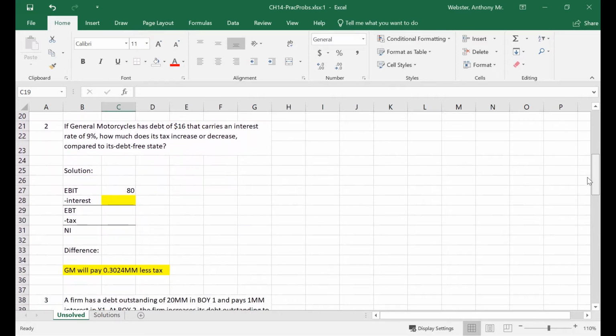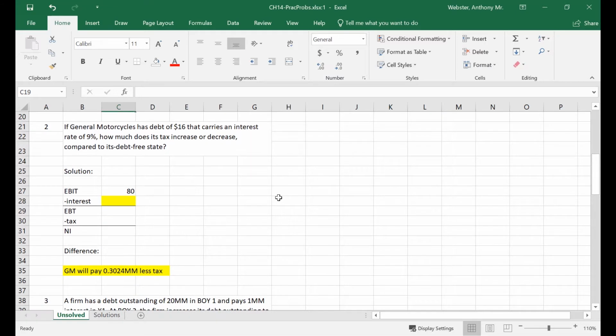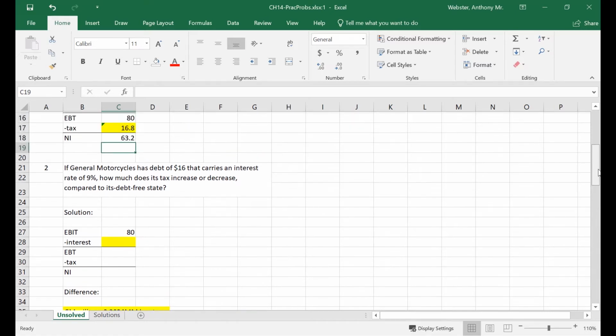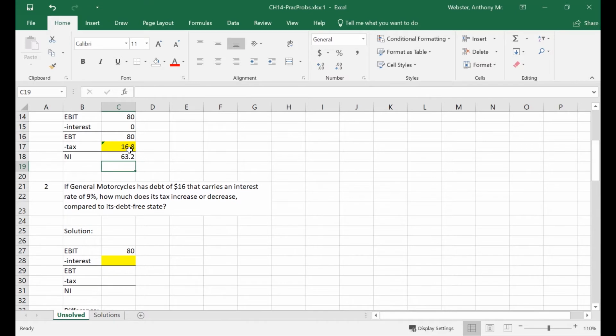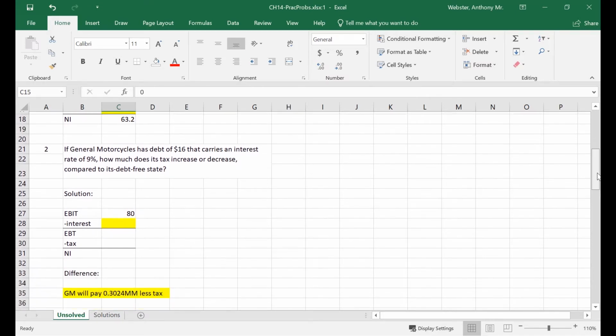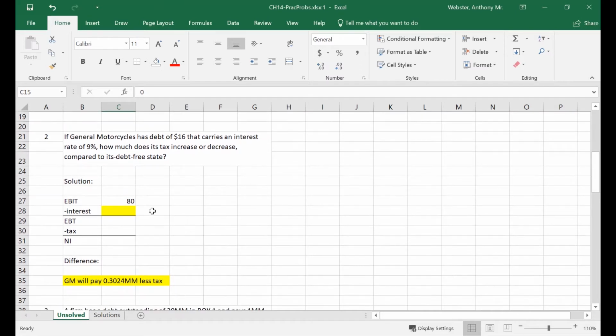Okay, next up, if General Motors has debt of 16 that carries an interest rate of 9%, how much does its tax increase or decrease compared to its debt-free state? Okay, so we already know the tax in its debt-free state here with no interest, so we just got to do the same thing with the situation of this tax. So EBIT is not going to change, right? Earnings before interest and tax, no change at all.